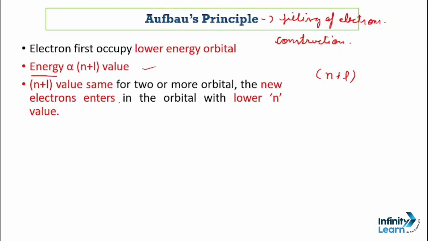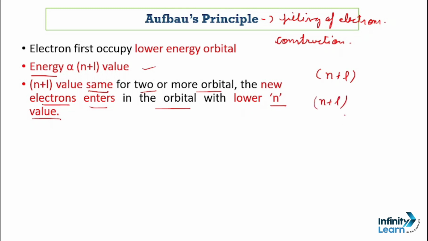When n plus L value is the same for two or more orbitals, the new electron enters the orbital with lower n value, and this is the third condition. So when the value of n plus L becomes the same for two or more orbitals, then the new electron enters the orbital with lower n value. In short, whenever the value of n plus L is the same, we will take the subshell which has the lower n value first.